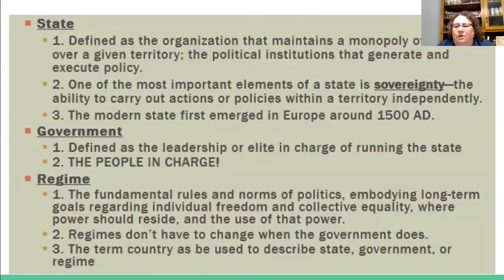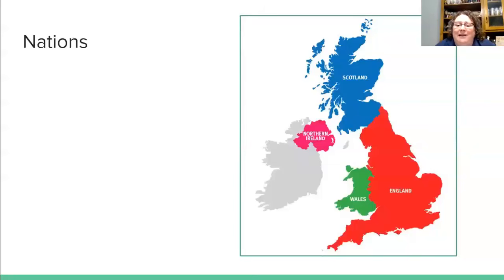Government, the people who are actually in charge. The regime, that is your type of organization. Are you democratic or are you authoritarian? So just to remind us about nations. The UK, the United Kingdom of Great Britain and Northern Ireland, is made up of 4 nations: the Welsh, the English, the Scottish, and the Northern Irish. So a nation, remember, is a people with a common culture and a common language.